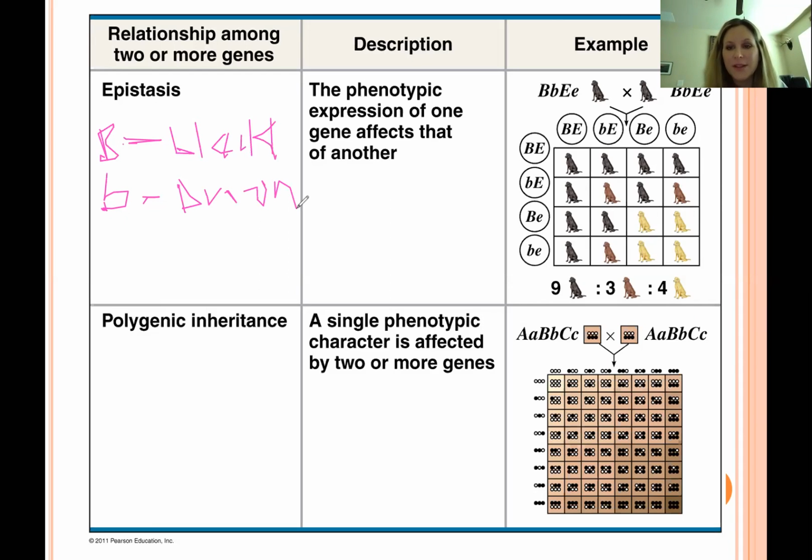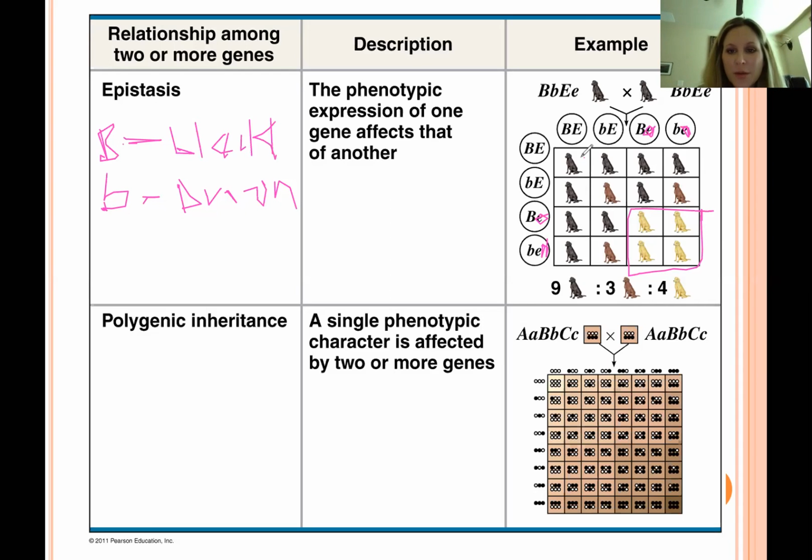Okay, so if you look at this Punnett square right here, how do you get yellow labs then? Well, if you notice, if you have little e, little e, if that second gene is homozygous recessive, then it doesn't matter what your B's are, that color will not be expressed no matter what. And that's called epistasis.